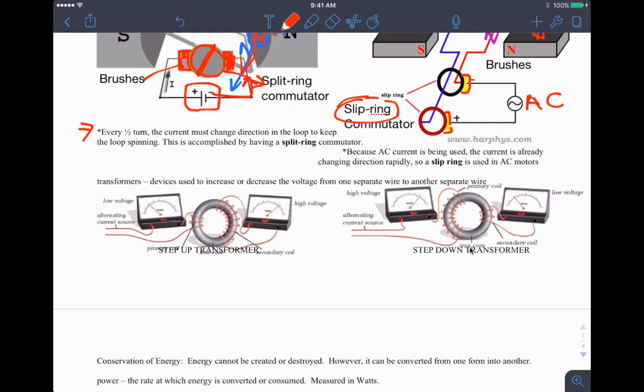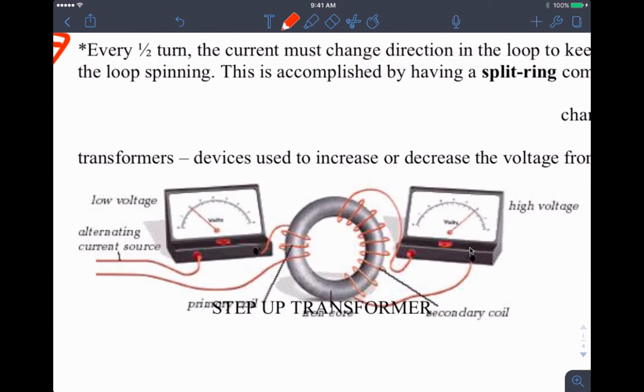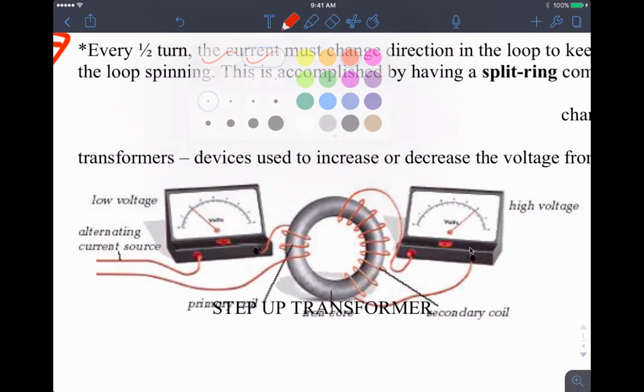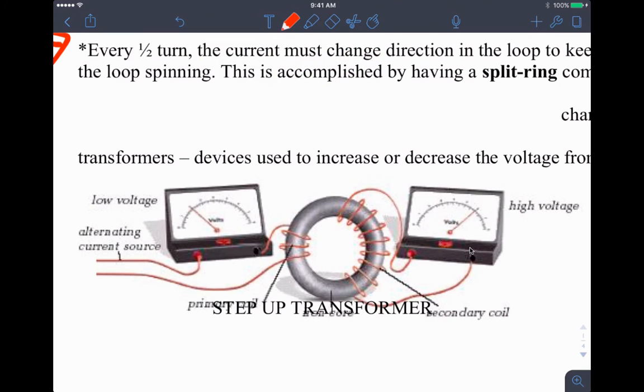So what happens here is Michael Faraday figured this out. If you look at this, let's focus in on this one first. So what happens is you bring electrical current in, and then as you can see here, we have just a few loops.